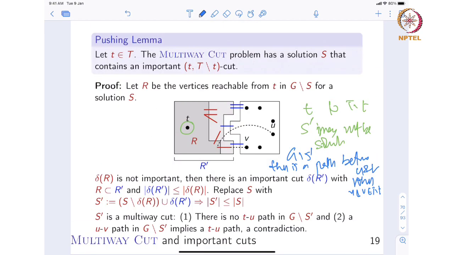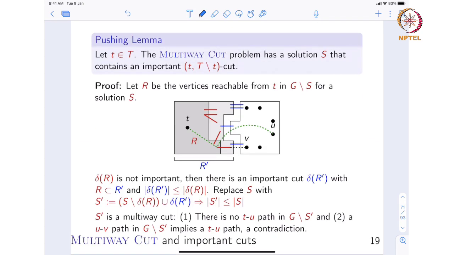But now notice, if there's a red edge, then you must be coming inside R and then going back out to V, because to use this red edge, you must come inside R. Fine. But then what does that imply? What was the property of the set R? The property of the set R is that every vertex was reachable from T, which implies that I can reach these vertices from T, and from there I could go to U. But that's a contradiction, right? Because look, what did I do? So there's a path from U to V.